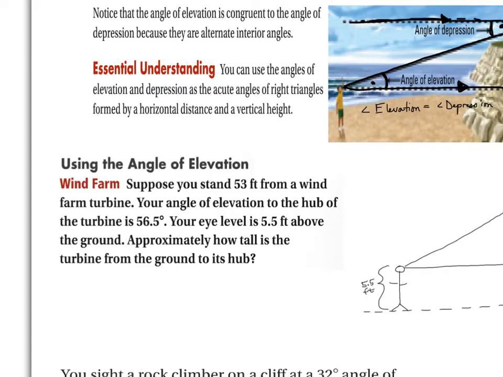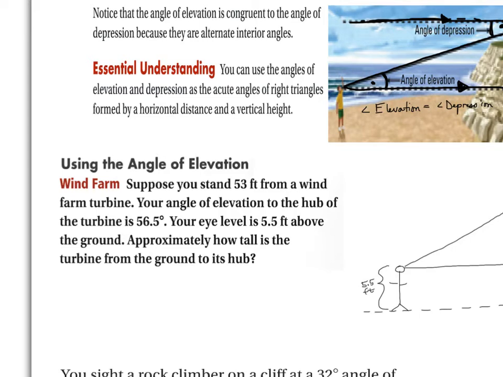It says, suppose you stand 53 feet from a wind farm turbine. For those of you who don't know what a wind farm turbine is, it's the big windmills as you're driving maybe along the interstate. You notice down by Lincoln on the interstate, they're the big windmills. That's what a wind farm turbine is. Your angle of elevation to the hub of the turbine is 56.5 degrees. Your eye level is at 5.5 feet above the ground. Approximately how tall is the turbine from the ground to its hub?